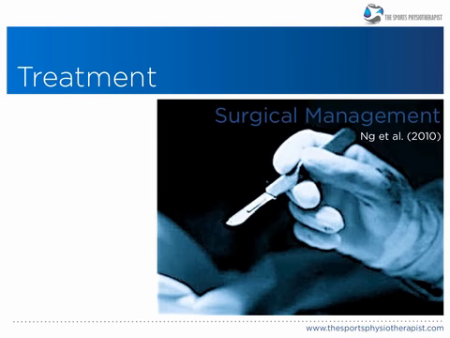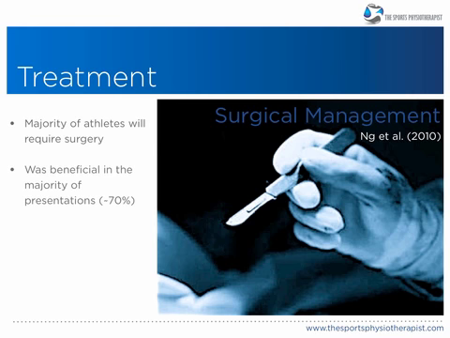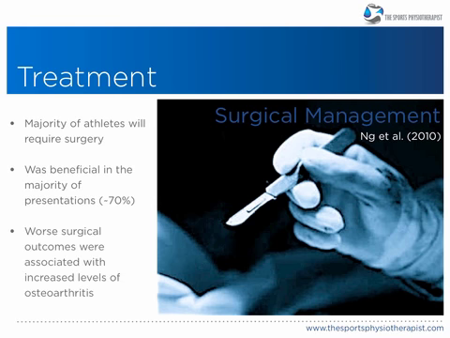As previously stated, the majority of athletes will require surgery. Ning et al. 2010 performed a systematic review on the efficacy of surgery for femoroacetabular impingement. They found that surgery was beneficial in the majority of presentations, approximately 70%. They also showed worse surgical outcomes were associated with increased levels of osteoarthritis, and these patients generally went on to have a total hip replacement.